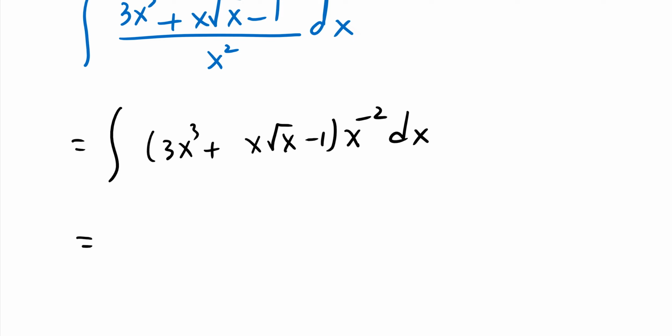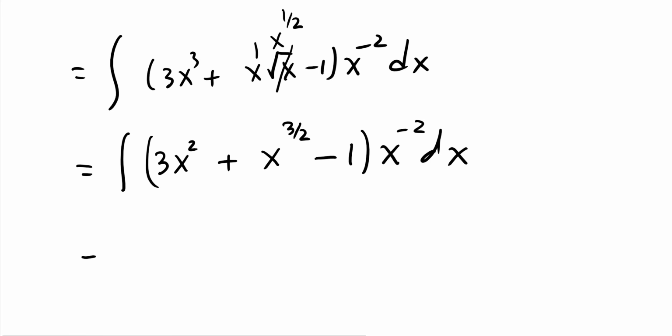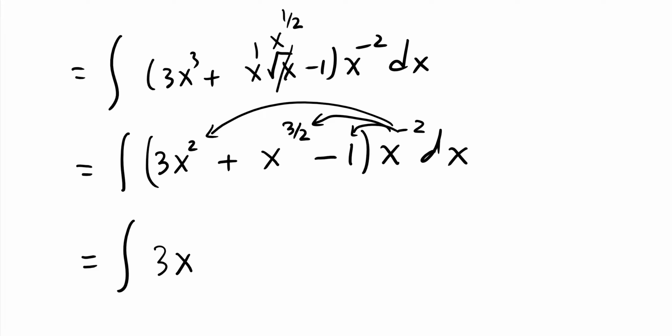So then what we can do, the square root is x to the 1/2. I'm going to try to get rid of all the radicals here. So 1 plus 1/2 is 3/2, minus 1, times x to the negative 2 dx. Then we multiply this by this, this by this, and this by this. So you get 3x to the 2 minus 2, which is 0, x to the 3/2. When we multiply, we add the exponents. So 3/2 minus 2, minus x to the negative 2 dx.